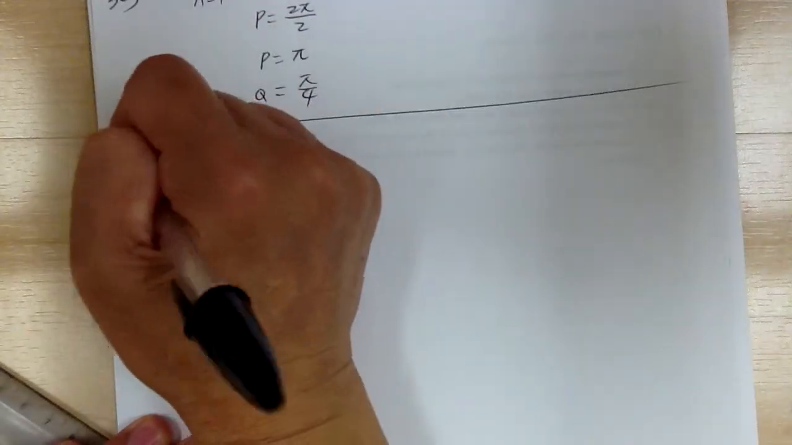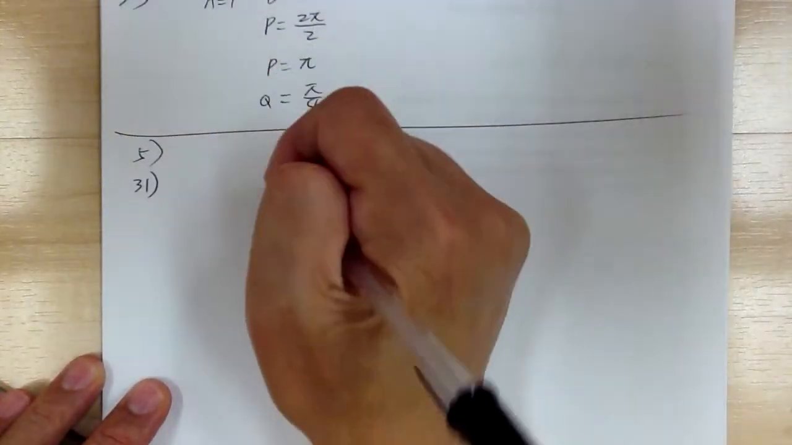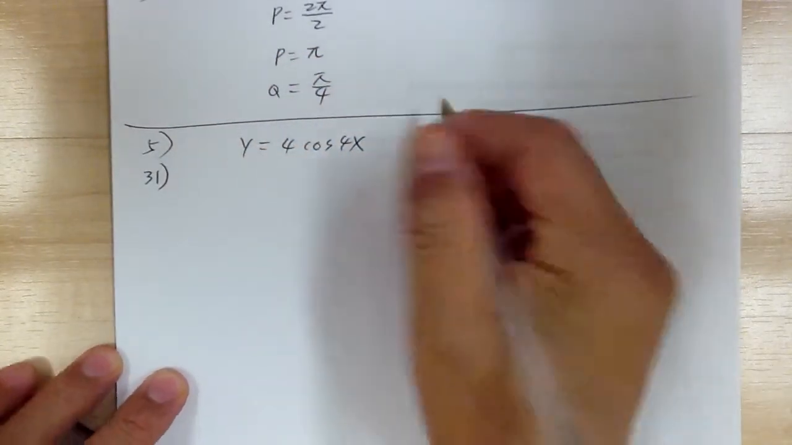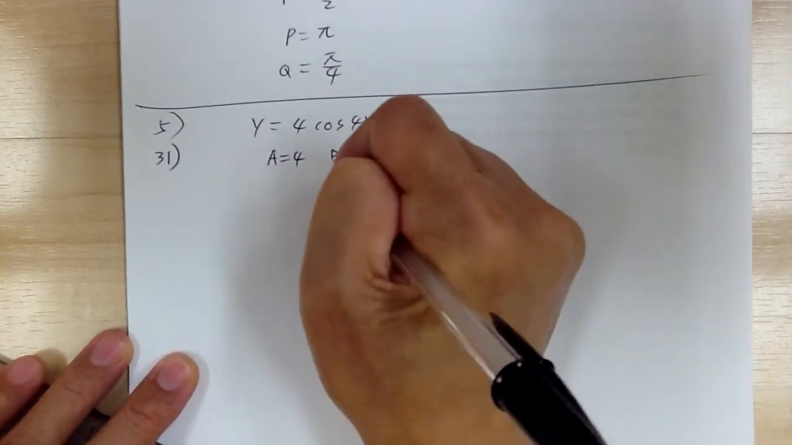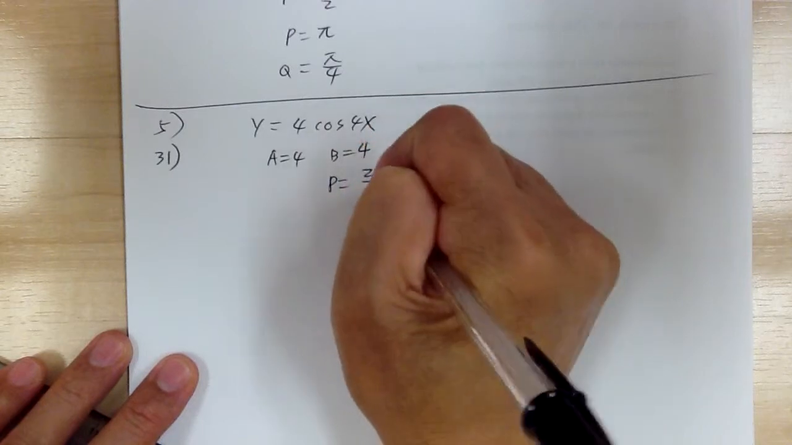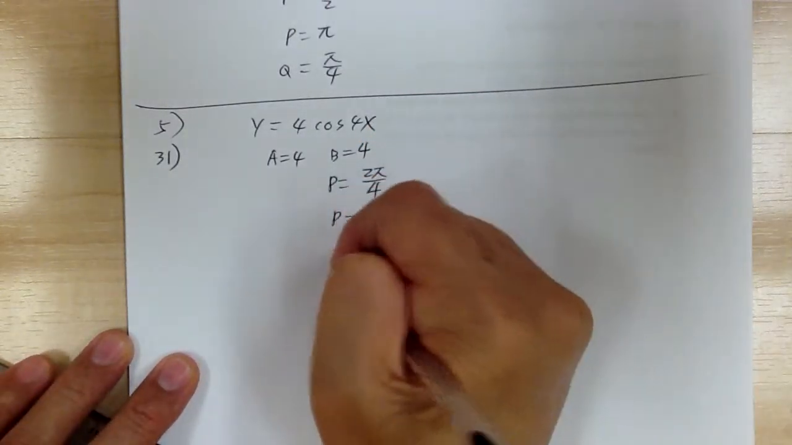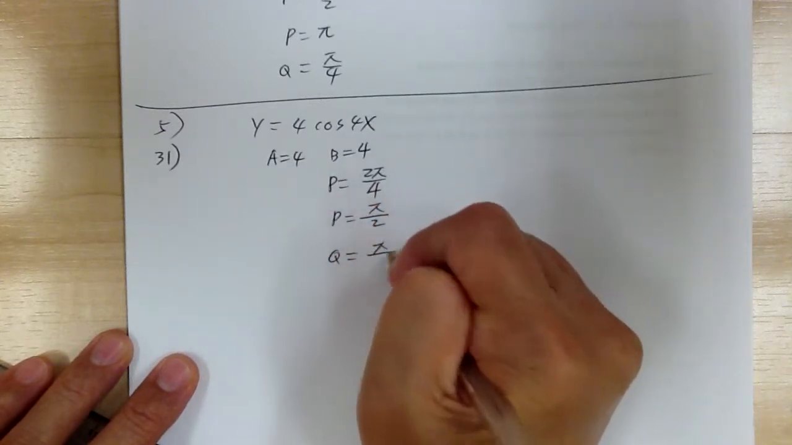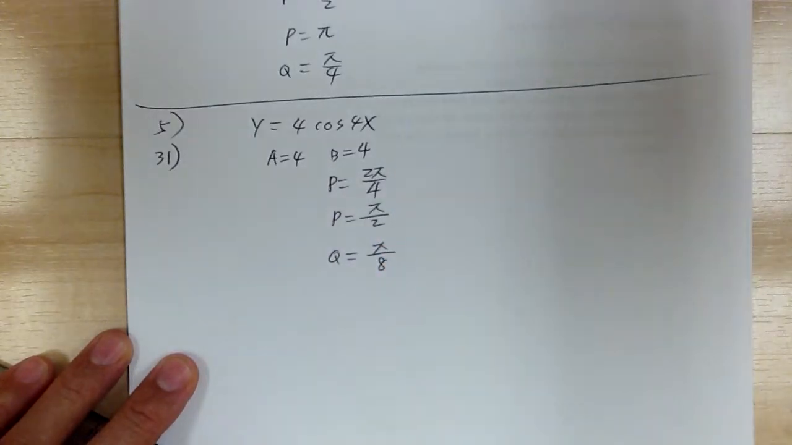Okay, let's go to number 5 and 31. So number 5, you have y equal to 4 cosine of 4x. So a equal to 4, b equal to 4, period equal to 2 pi over b. So period equal to pi over 2, and quarter wave, you just multiply it by 1 over 4, so quarter wave would be pi over 8, right? You just multiply by 1 over 4.